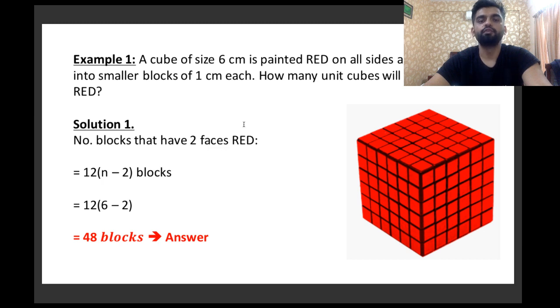लेकिन जब हमने इस पूरे क्यूब को पेंट में डाला, how many unit cubes will have two faces red? फॉर्मूला क्या होता है two faces red का? 12 into n minus 2. n क्या है यहाँ पे? 6. 12 into 6 minus 2, 12 into 4, which is 48. Simple formula.